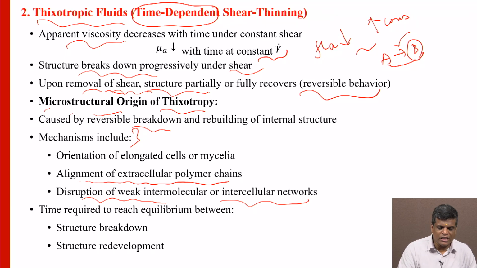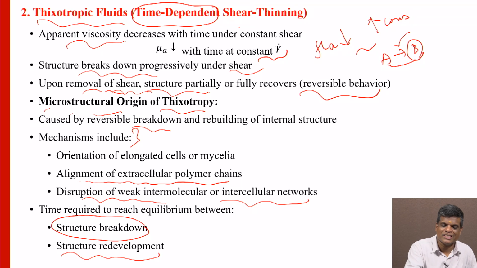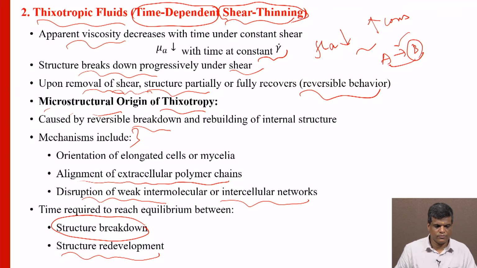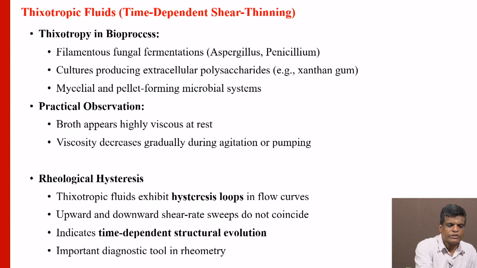So, time is required to reach equilibrium. For example, the structure breaks down first when you apply a shear rate, then when you remove the shear rate, the structure redevelops. So it's called a reversible process. The previous one was shear thickening, the rheopectic fluids. That is not reversible, it's irreversible, because once you go to that state, we cannot reverse it. But this is shear thinning, and it's always reversible when we do the process here. So thixotropic fluids show time dependent shear thinning, what we discuss here.